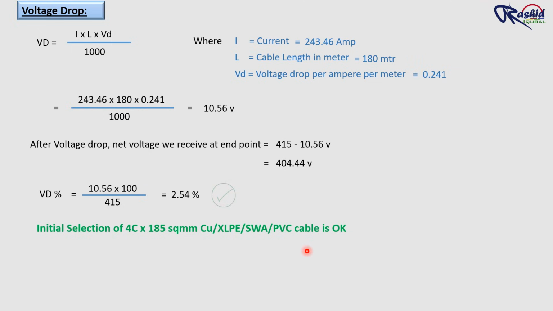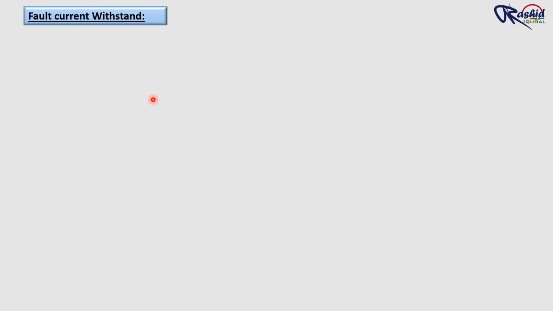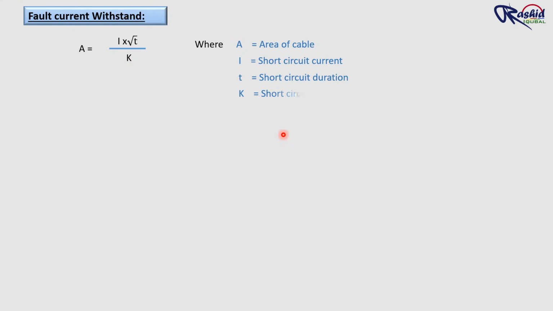But still, we have to do one more calculation to finalize this cable. The final calculation is for fault current withstand. For fault current withstand, we have the formula A equals I multiplied by root T divided by K, where A equals area of cable, I equals short circuit current, T equals short circuit duration, and K equals short circuit temperature rise constant. Usually for copper the value of K is 143 and for aluminium is 94.